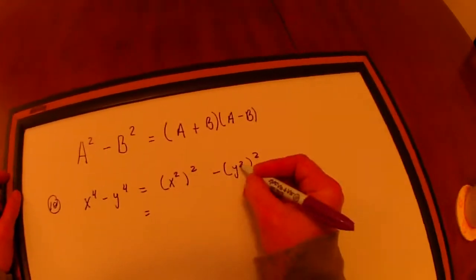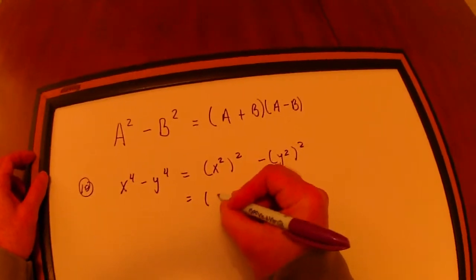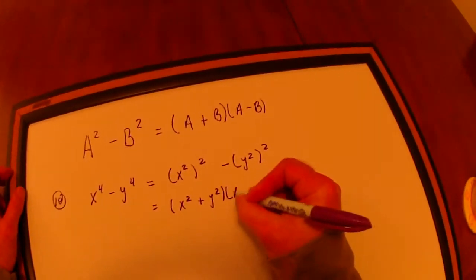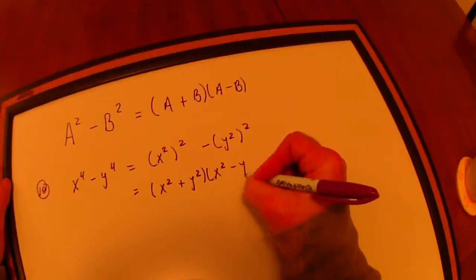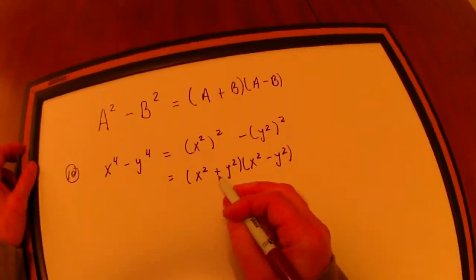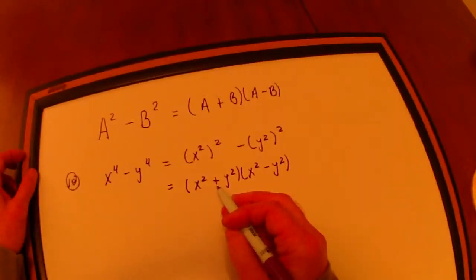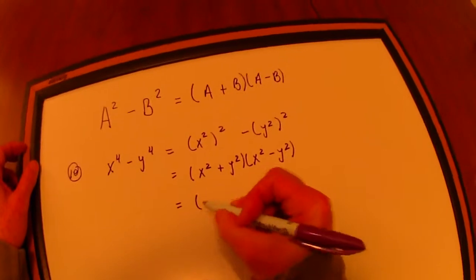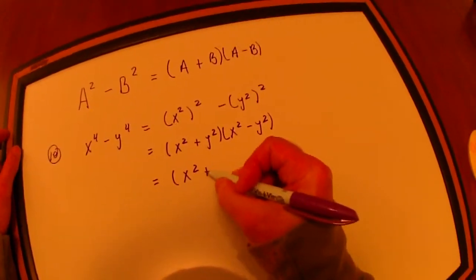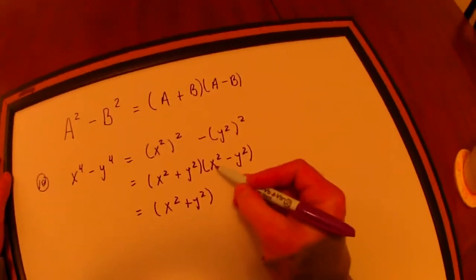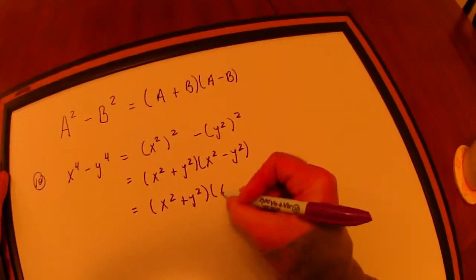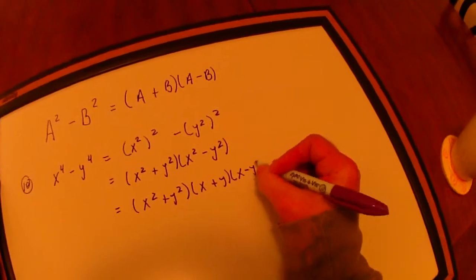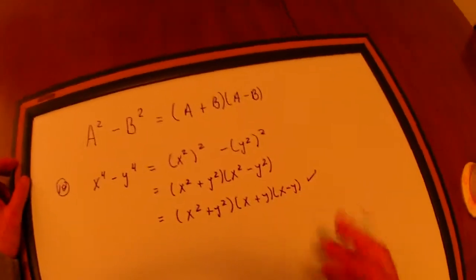Now this is like our a and our b in the formula above, so it becomes a plus b, a minus b. Now this is called a sum of squares, and a sum of squares doesn't factor. But over here, notice that we have a difference of squares again, so we're going to apply the formula above a second time. So this is our a and this is our b, so this factors to be x plus y, x minus y. And that's the factorization.